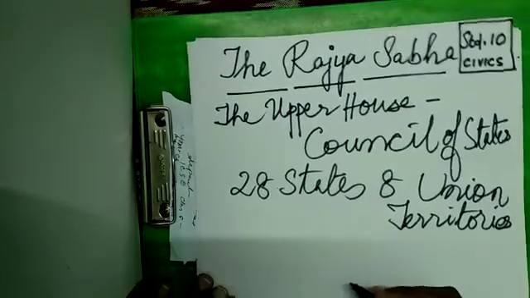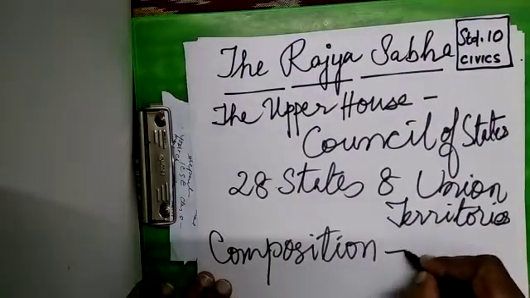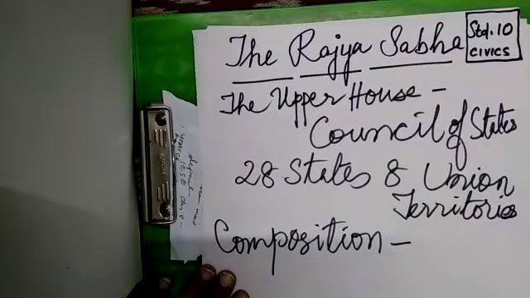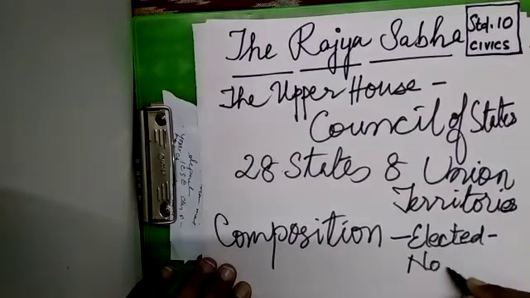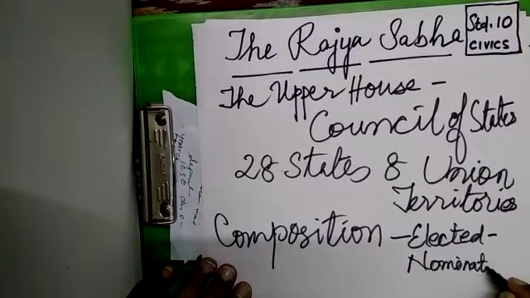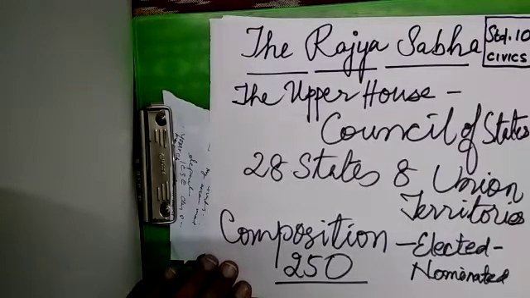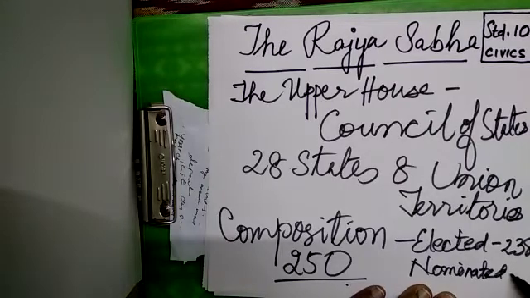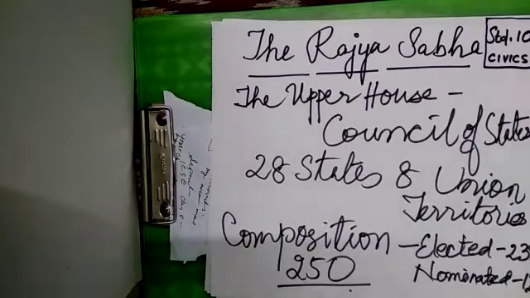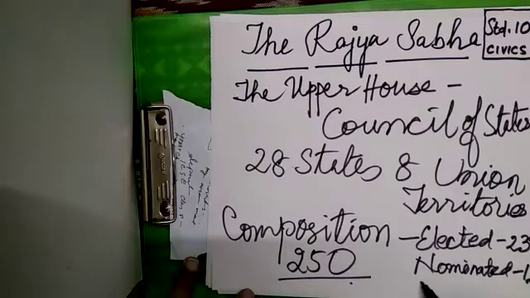The composition of Rajya Sabha we shall learn. In its composition, we have both elected and nominated members. What is the strength of the Rajya Sabha? It is 250, while 238 members are elected and 12 members are nominated.